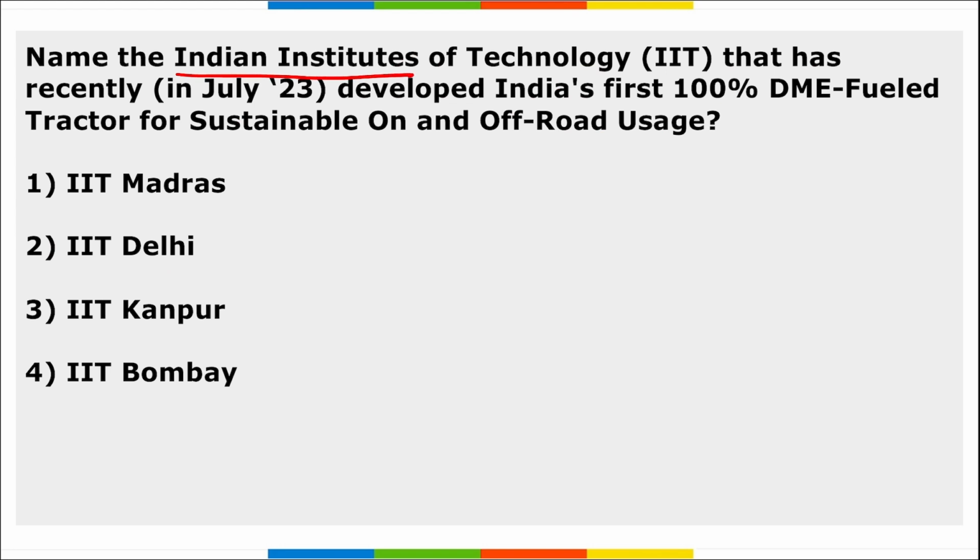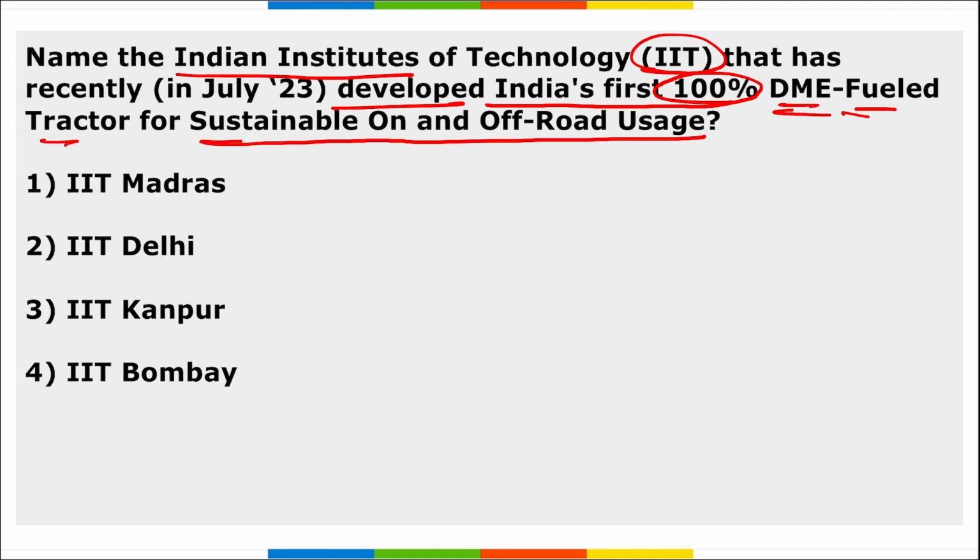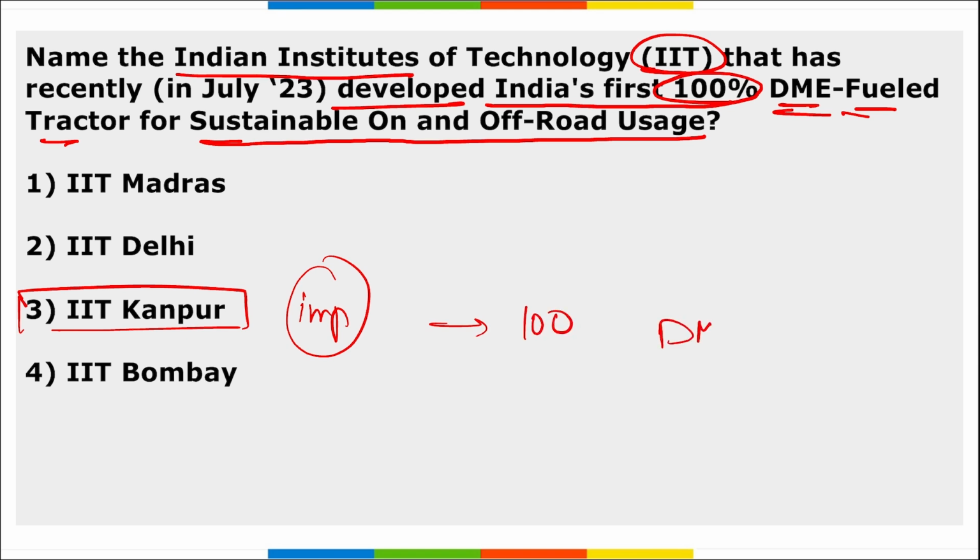Next, name the Indian Institute of Technology that recently developed India's first 100% DME fueled tractor for sustainable on and off road usage. It is IIT Kanpur. Important market. It is IIT Kanpur. They have developed India's first 100% DME. What is this DME? Dimethyl ether.